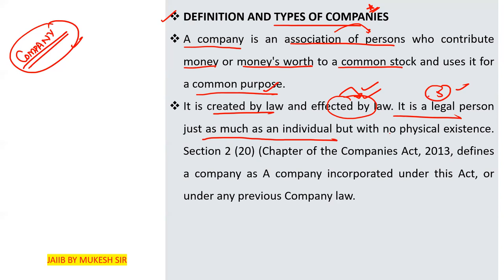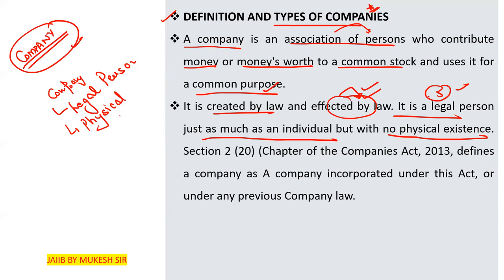Just as much as an individual, a company is a legal person, but it has no physical existence, clear?